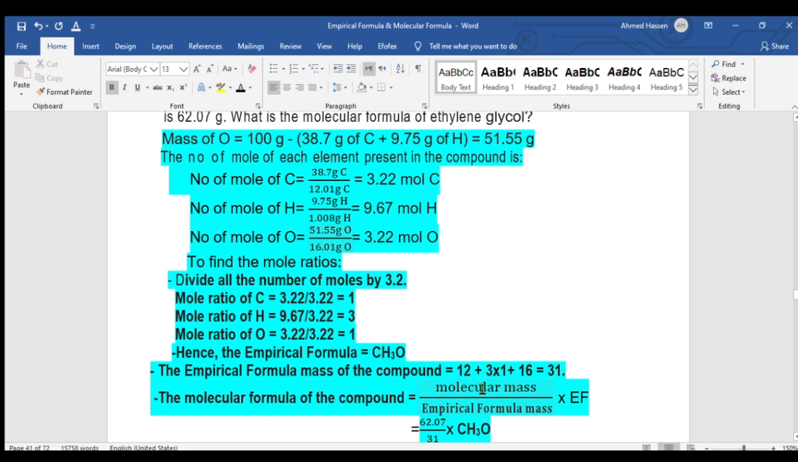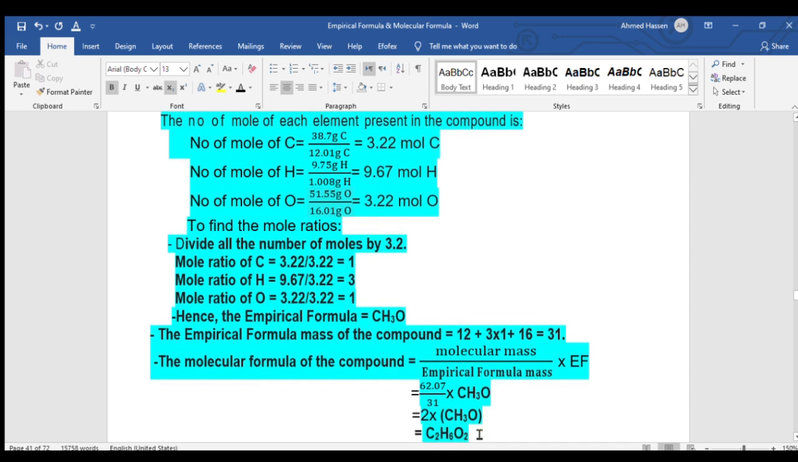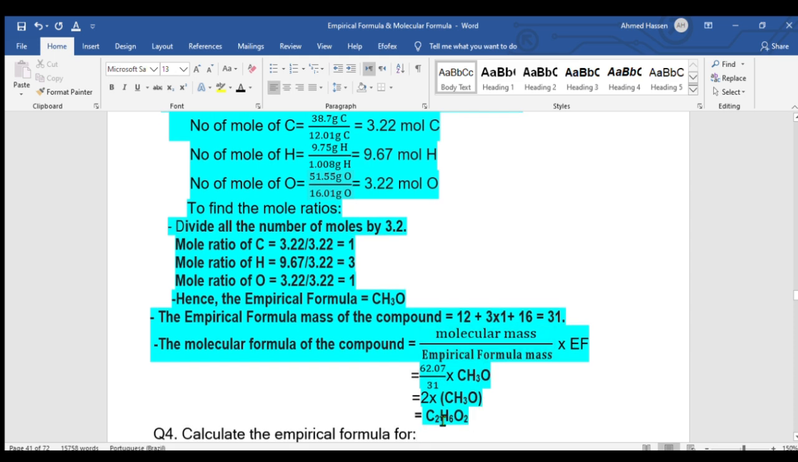The molecular formula of the compound is equal to the molecular mass given, 62.07 gram, divided by 31, times the empirical formula of the compound. Therefore, 62.07 divided by 31 is nearly 2, times this formula gives us the molecular formula. That means 2 times C1, C becomes 2, hydrogen becomes 6 because 2 times 3 is 6, and oxygen becomes 2. This is the molecular formula of ethylene glycol.